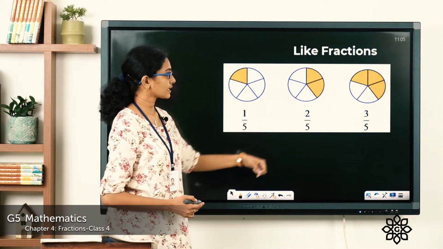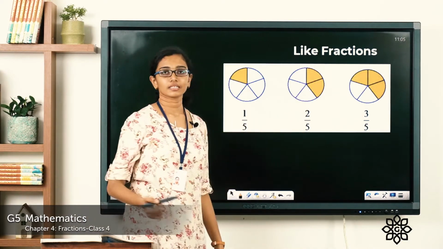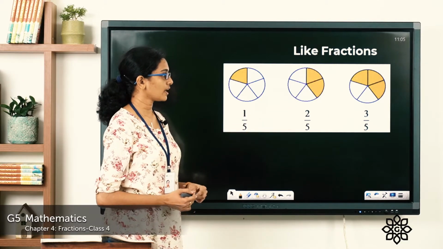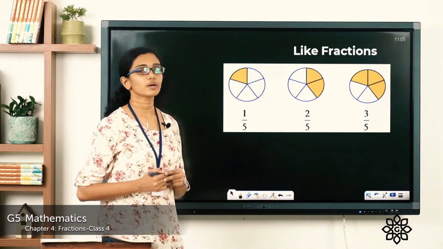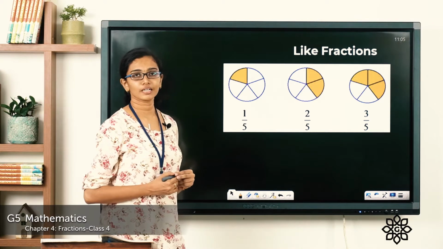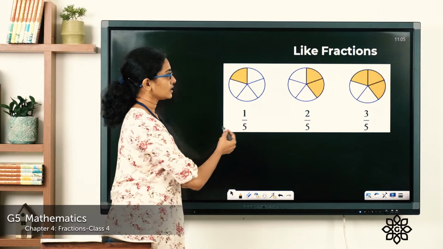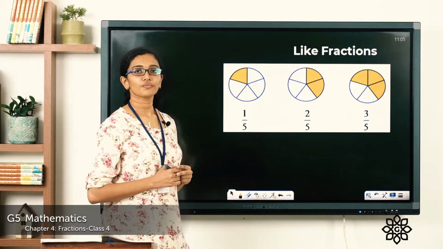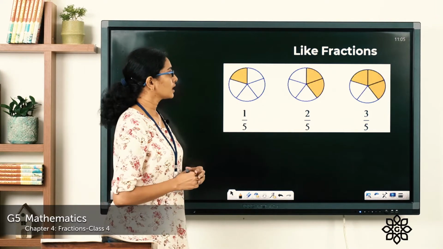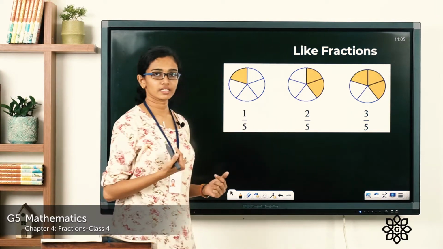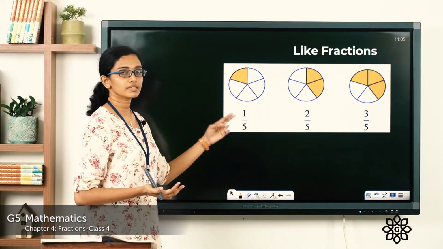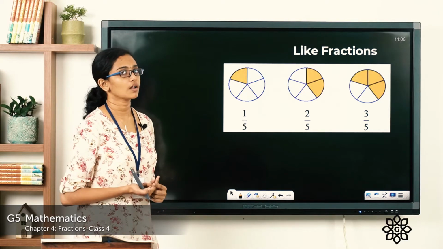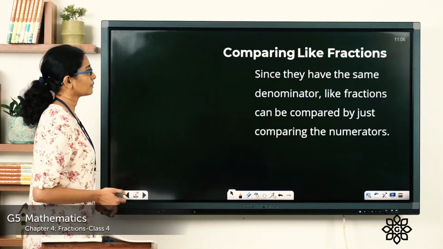In the second picture, we have 2 parts colored and the fraction of the colored part is 2 by 5, and in the third case we have 3 equal colored parts and hence the fraction is 3 by 5. See, in all these cases the total number of parts is equal to 5. It is all the same. Only the parts we are considering are different. So when we have the same total number of parts, that is the same denominator, we call them like fractions.